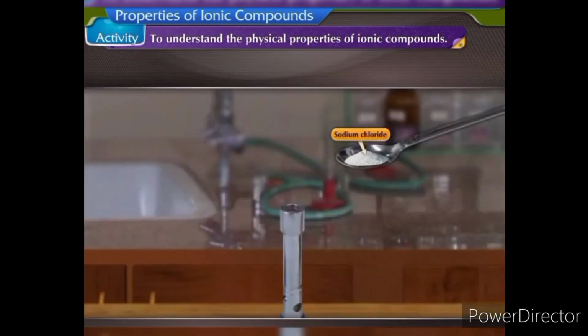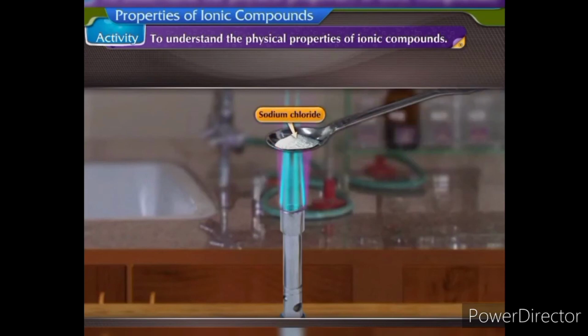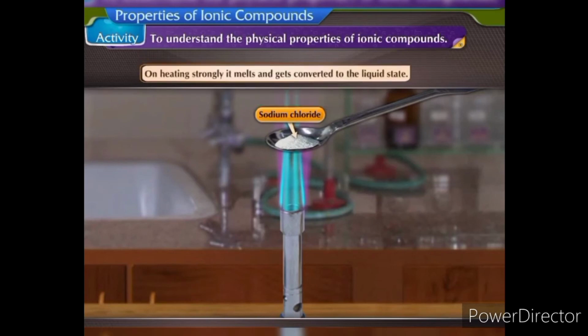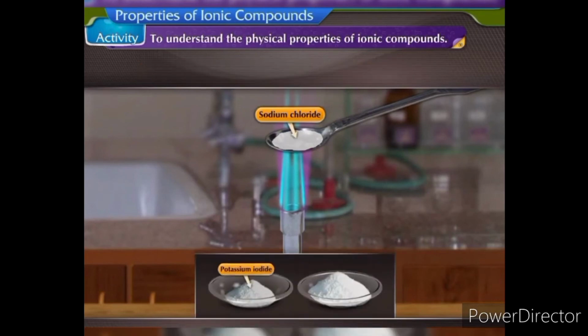We shall begin with sodium chloride. Heat sodium chloride. What do you observe? Sodium chloride does not melt easily. On heating strongly, it melts and gets converted to the liquid state. Potassium iodide and barium chloride also melt after prolonged heating.